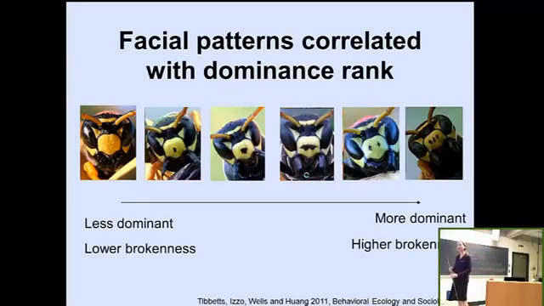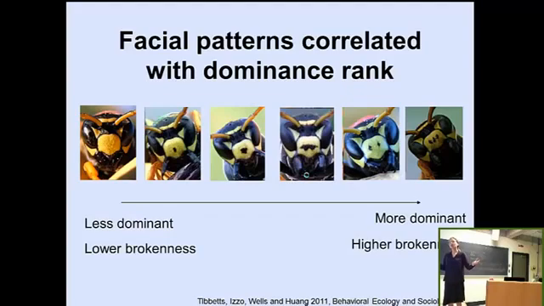So I set out to test that, and the first thing I did is I took wasps and had them fight, and then I measured the facial patterns of winners and losers. And what I found was that winners and losers have different facial patterns. So winning wasps, wasps that are more dominant, tend to have more broken or black wavy spots on their face. Wasps who are more subordinate have no black spots or little black spots on their face.